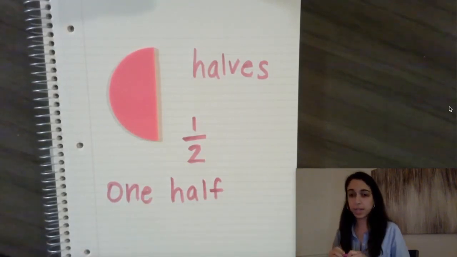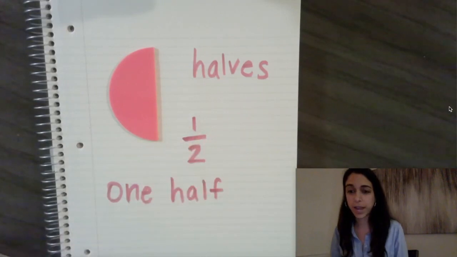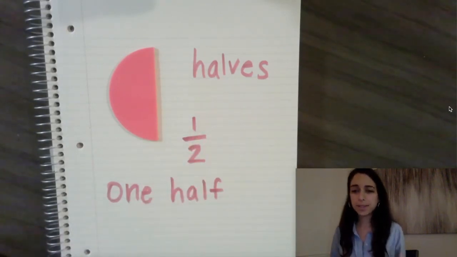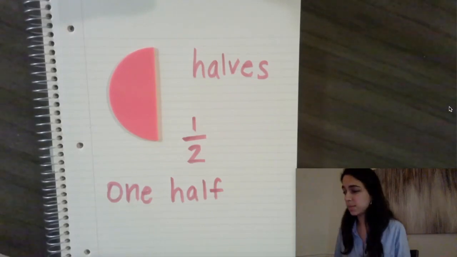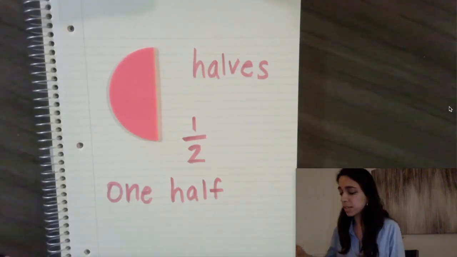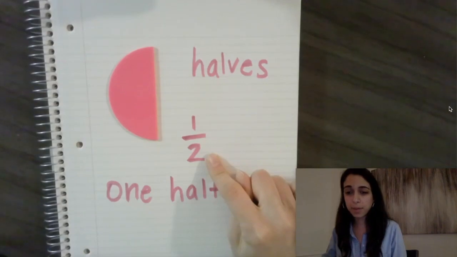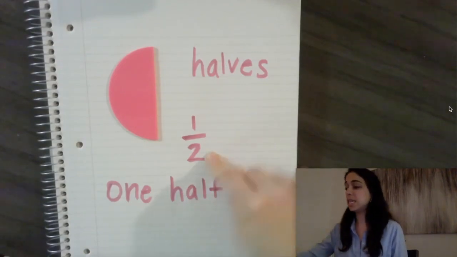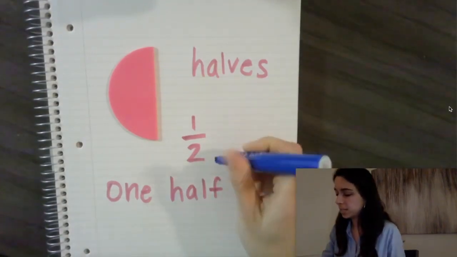Now, you're not going to need to know the names of these parts of the fractions until later in school, like in probably 3rd grade. But since you are all smart, you know I like to teach you some things ahead of time. So I'll go ahead and tell you that the bottom number of a fraction is called the denominator. Denominator.